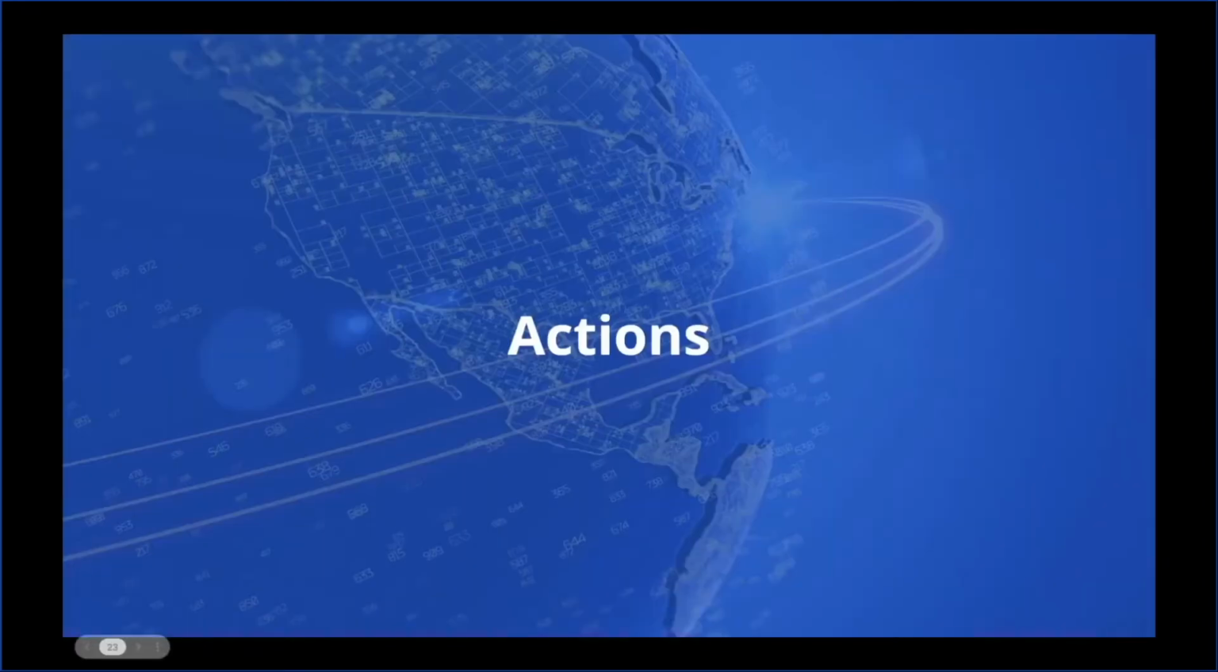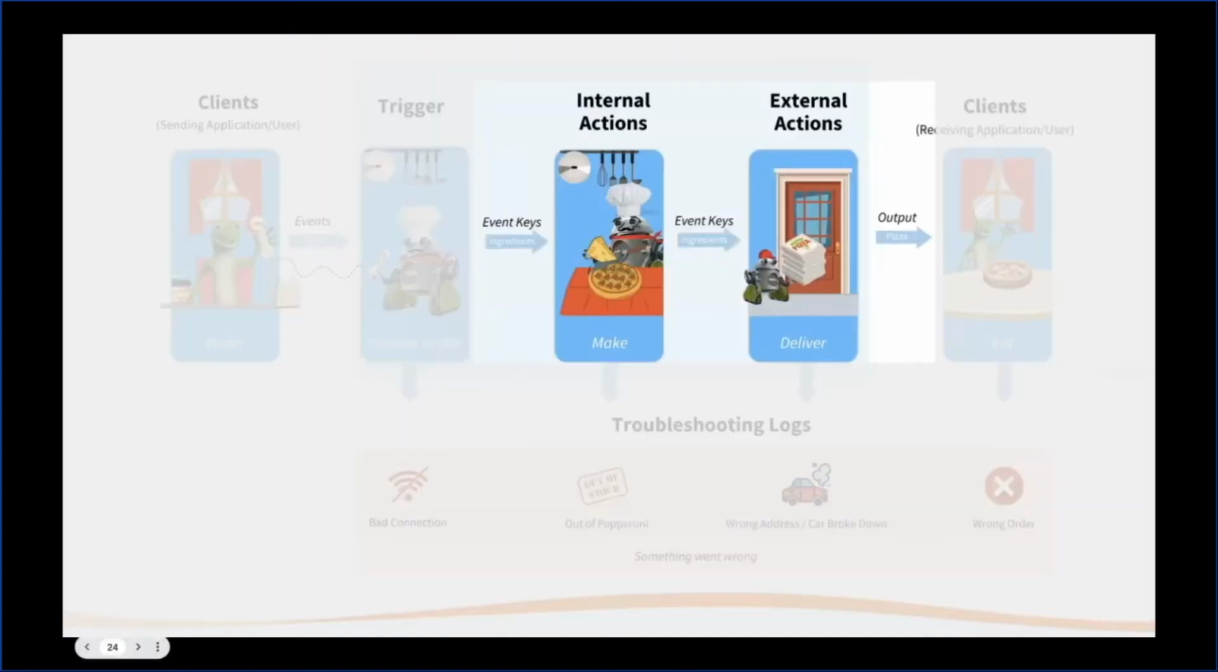So actions represent any steps that we take after a trigger is fired. And at this point in our pizza story, the restaurant has received our order. Now it's time for the kitchen to make the pizza, and then a driver takes that pizza and delivers it to our door. And this conveniently also describes two categories of actions that we can use in automations. When an event is sent to our trigger, we can perform actions either within FME Server or external to FME Server.